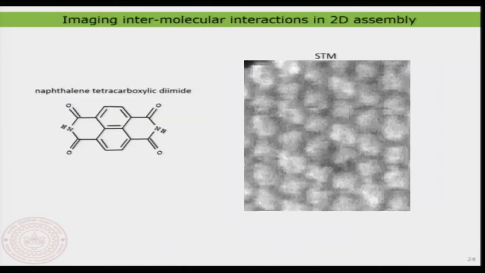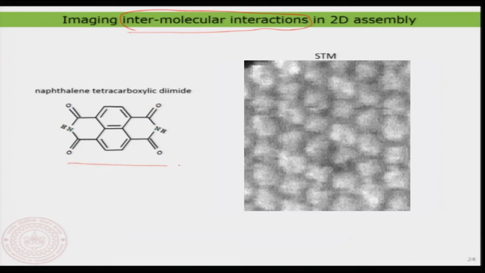So that's very good. Now what I want to show you here is the self-assembly of a molecule, and can we also somehow see the intermolecular interactions? This is something that we have so far not seen. Even in scanning tunneling microscopy, what we have always seen is the assembly of the molecule, and here I have a molecule as an example.